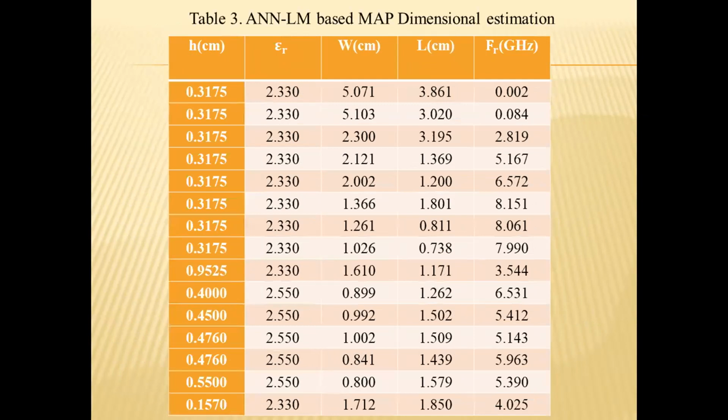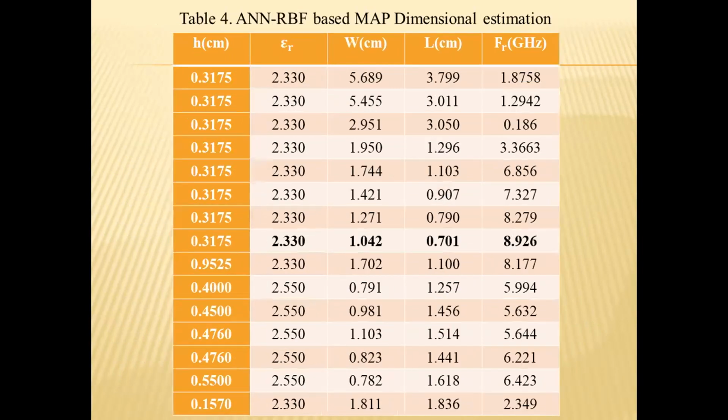Table 2, 3, and 4 shows the dimensional parameter obtained by using different ANN variants such as ANN-GD, ANN-LM, and ANN-RBF. By observing the result, it is found that a patch antenna with 0.3175 centimeter height, 1.40 centimeter width, and 0.701 centimeter length with 2.330 dielectric constant can achieve the highest cutoff frequency, that is 8.926 gigahertz.